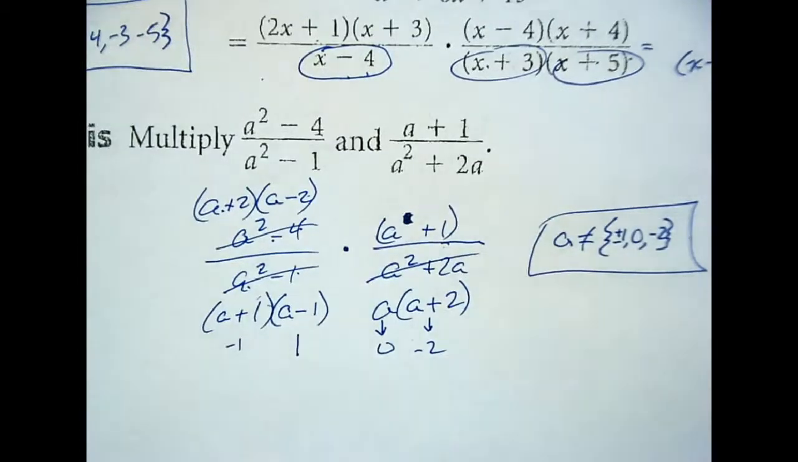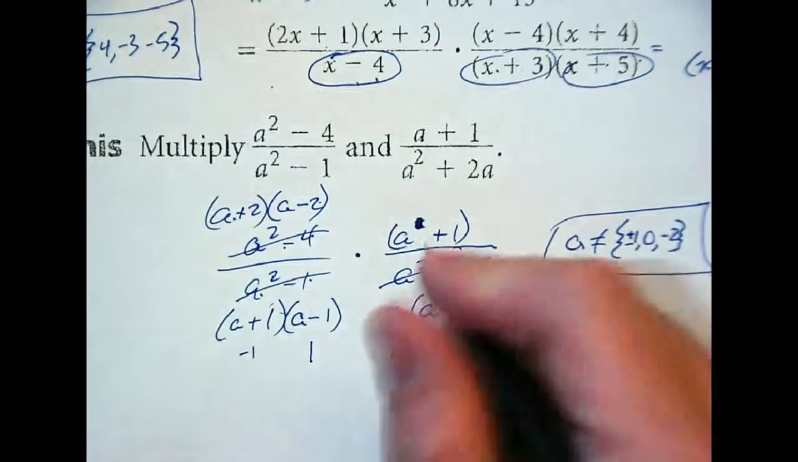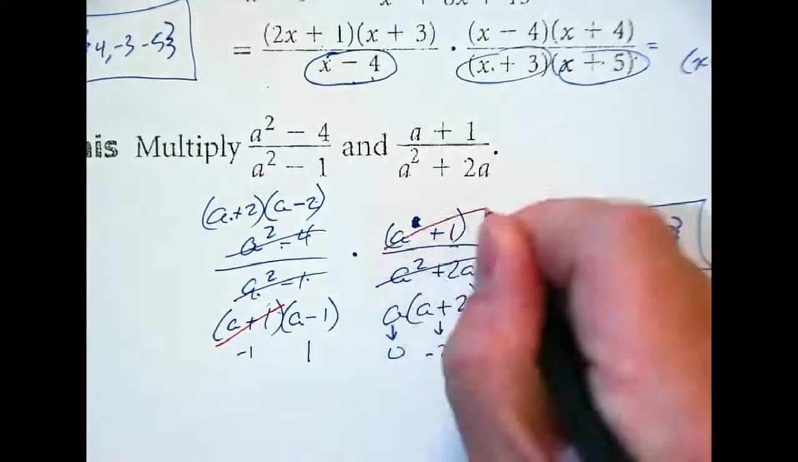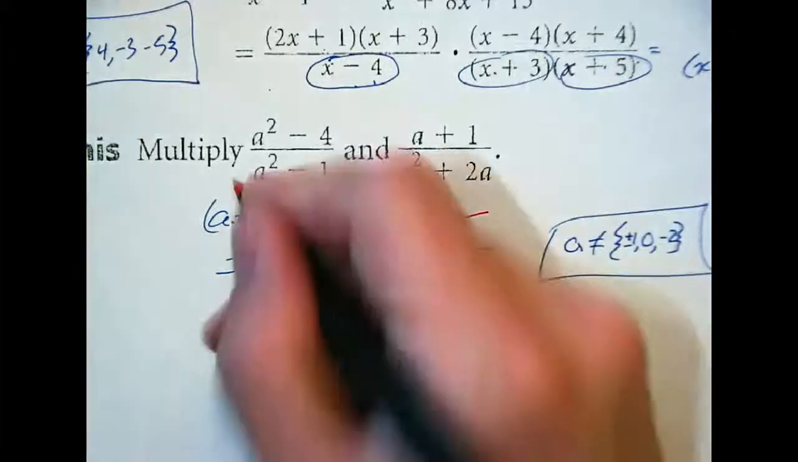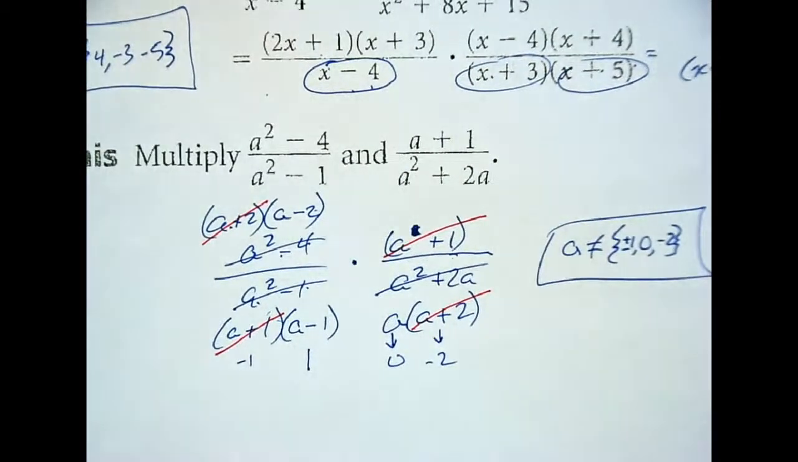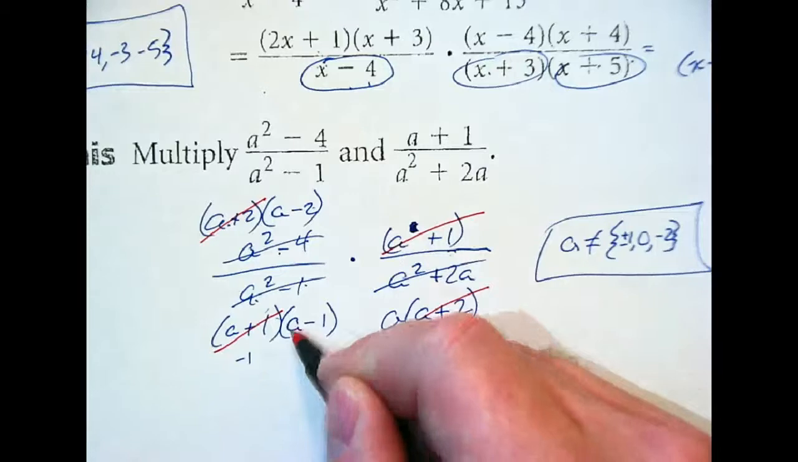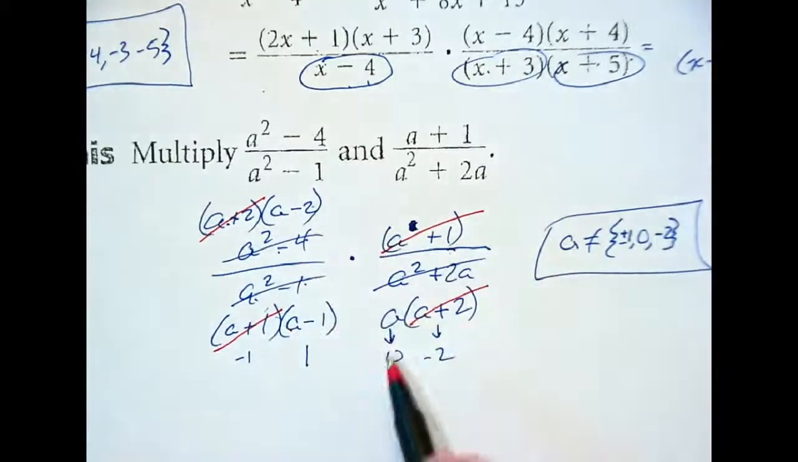Can we cancel anything? Yes. Tell your neighbor what you cancel. A plus 1. Okay. Cancel the a plus 1s. Cancel the a plus 2s. Anything else? Can I cancel a and a? No. No, they're in quantities. How about this a and that a?